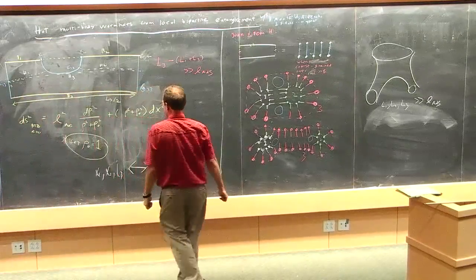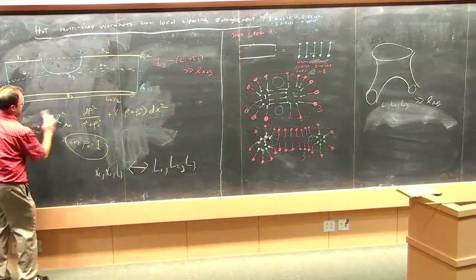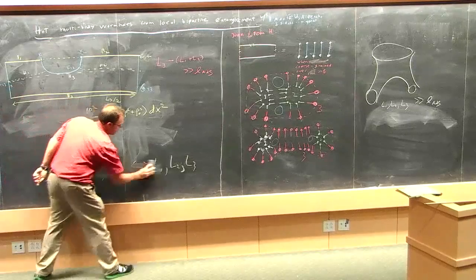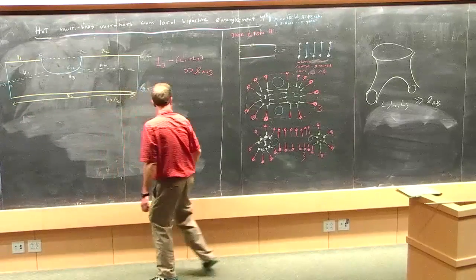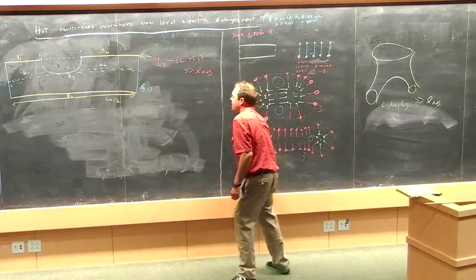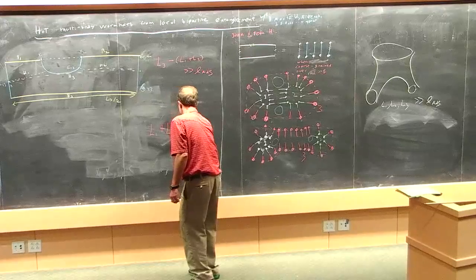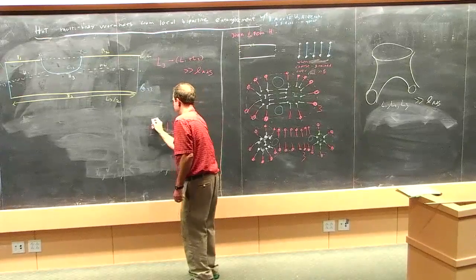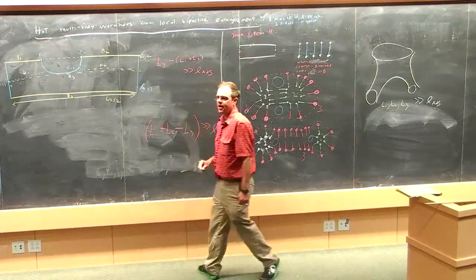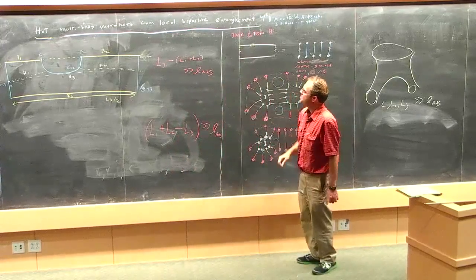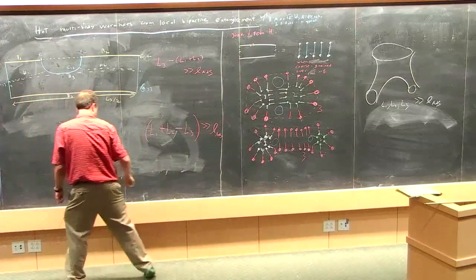For completeness, I should draw the contrasting case. The contrasting case turns out to be the case where L1 plus L2 minus L3 is much bigger than the AdS scale. Okay? That's the only other interesting case to draw as long as I have this ordering. And it looks like this.